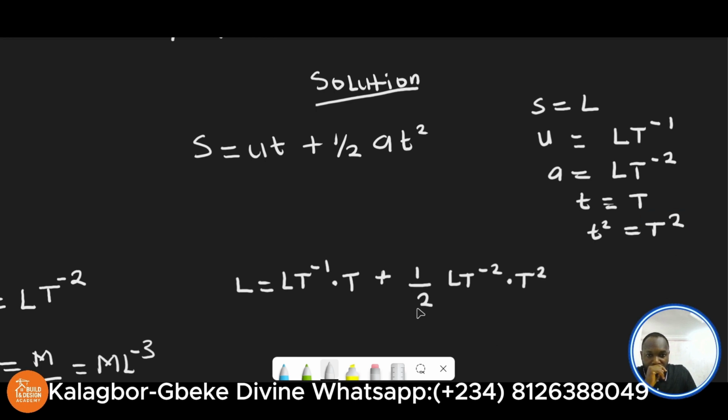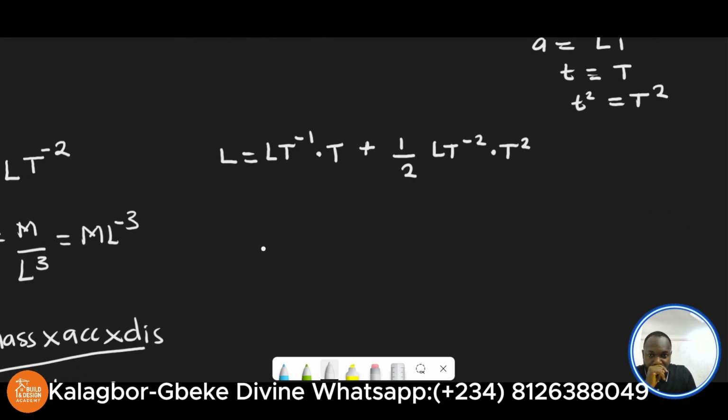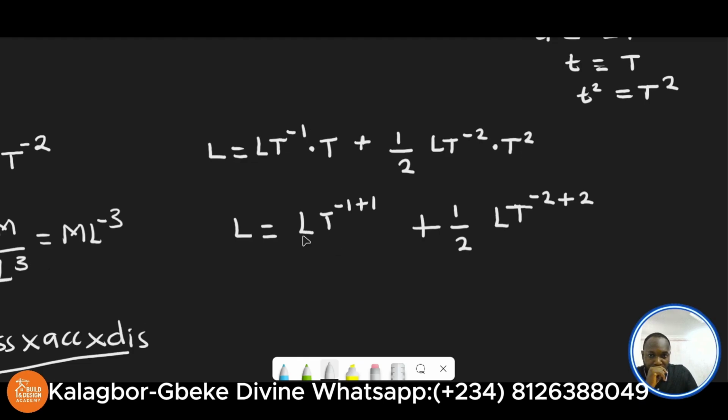Alright, so if we proceed, we'll now have that L is equal to L, T raised to power minus 1 and T raised to power 1 will now be L, T raised to power minus 1 plus 1, plus 1 over 2 into L, which is this one, T raised to power minus 2, which is that one there, then plus 2, which is this 2.